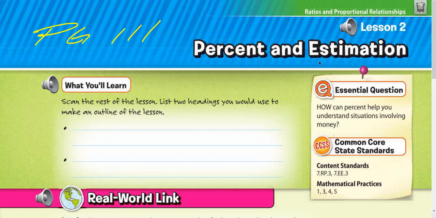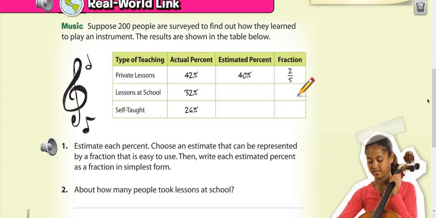So let's take a look at the real world link they give us. They talk about 200 people surveyed to find how they learned to play an instrument. Here's what they came up with. 42% of the people learned to play an instrument with private lessons. 32% learned to play with lessons taught at school, like Mr. Uren. And 26% were self-taught. They sat down, they read a book, they watched YouTube. They learned to do music that way.